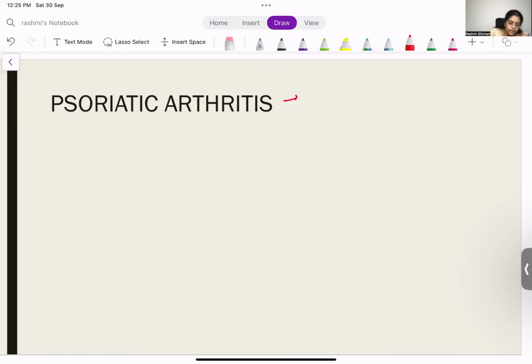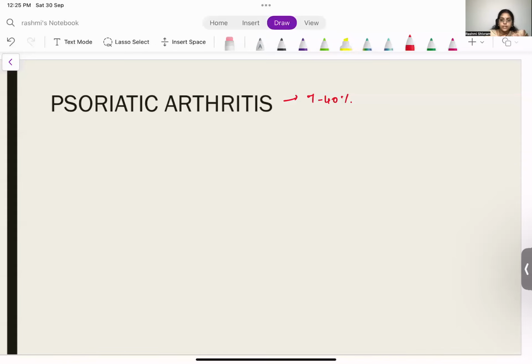How frequent is it? It is around 7 to 40% of patients. You have a wide range here. Almost half of the patients with psoriasis can develop psoriatic arthritis, or it can be very minimal. So the range is quite wide, between 7 to 40%.